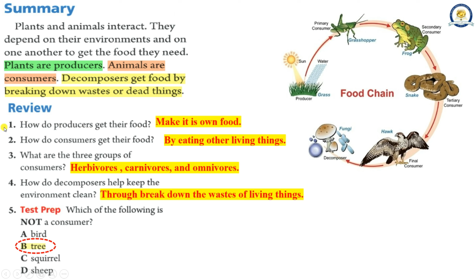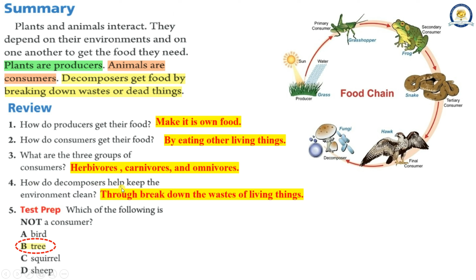Review. 1. How do producers get their food? They make their own food. 2. How do consumers get their food? By eating other living things. 3. What are the three groups of consumers? Herbivores, carnivores, and omnivores.